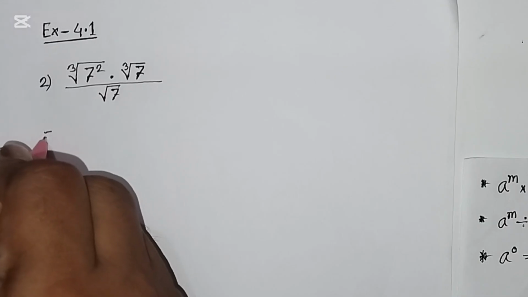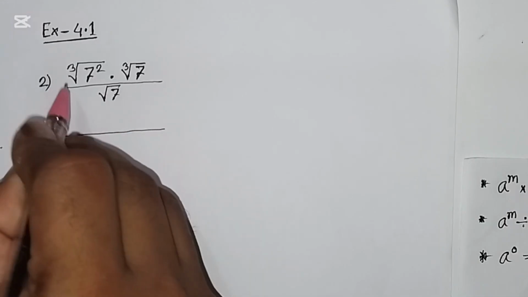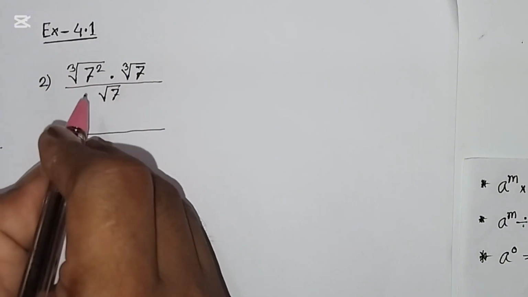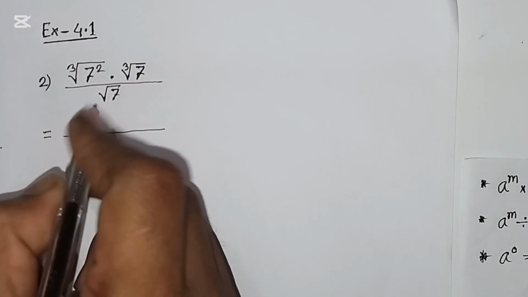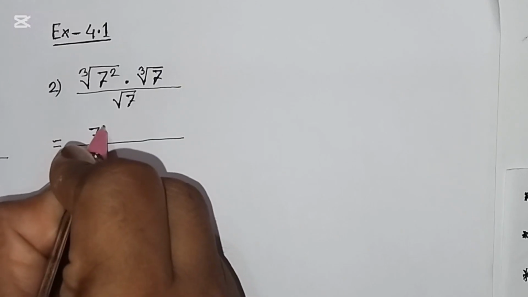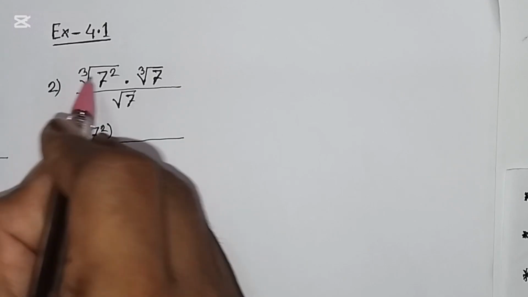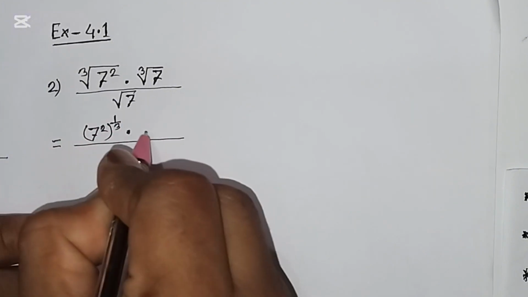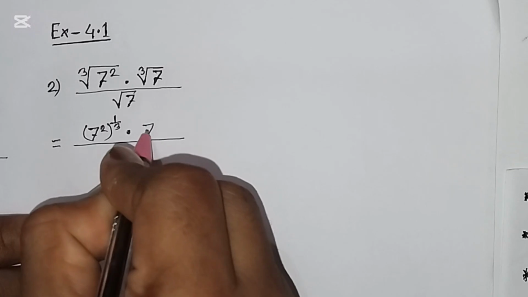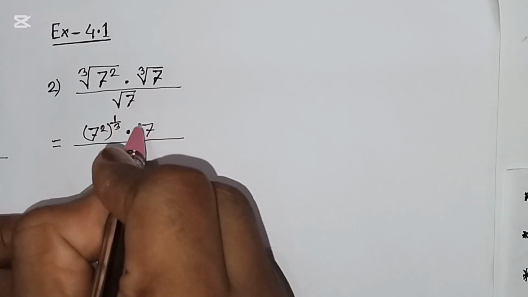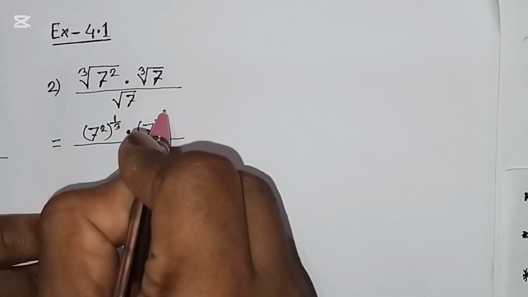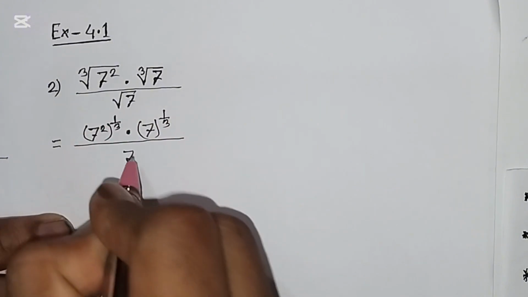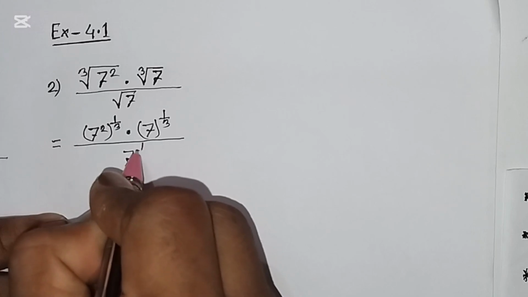Number 2: cube root of 7 square into cube root of 7, divided by root over 7. 7 square, the value of the cube root is 1 by 3, into 7, the value of the cube root equals 1 by 3. The value of root is 1 by 2.